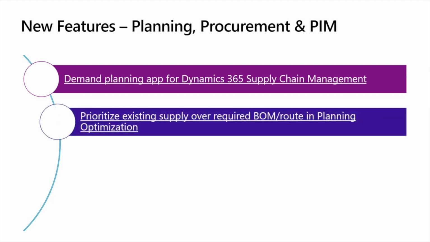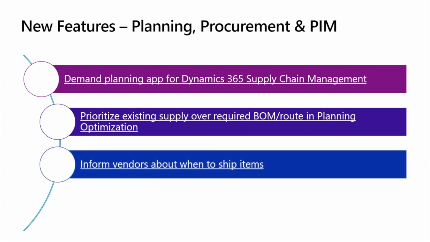The next one is prioritize existing supply over required BOM or RAW in the planning optimization. This feature enables make-to-order businesses to configure coverage groups to consider the BOM or formula versions or routes specified in the demand lines, such as sales order lines, when creating the supply, such as planned production orders. So for demand where no BOM or formula versions or routes are specified, the system will choose the currently active ones.